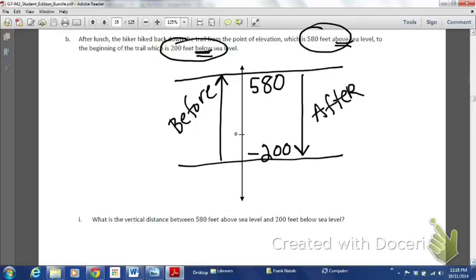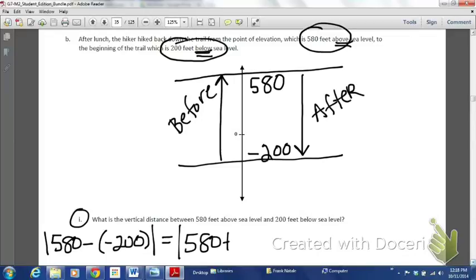All right, so what are we saying? We're saying that if we were going to plug it into the formula, and this is what this part here is asking us to do, what is the vertical distance between 580 feet above sea level and 200 feet below sea level? I think you know where this is going. Again, absolute value of 580 minus a negative 200. Okay, we know what that is. Absolute value of that equals, of course, 580 plus 200. Okay, and that, of course, equals the absolute value of 780, which equals 780.